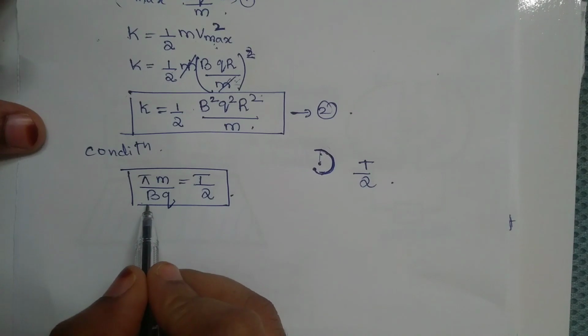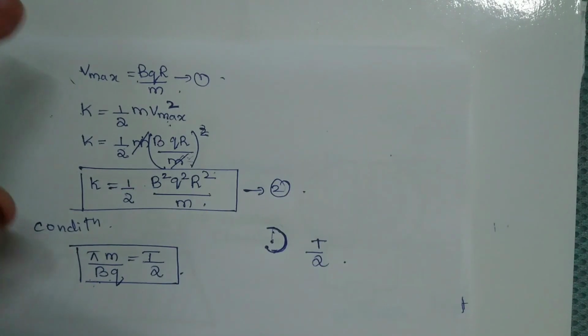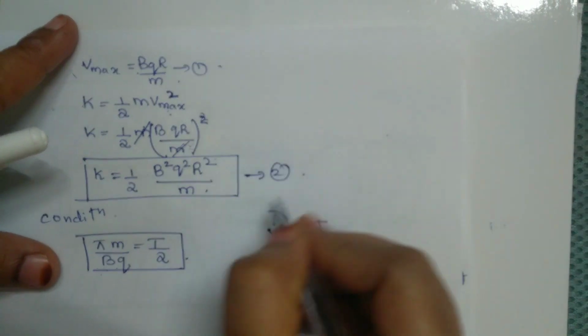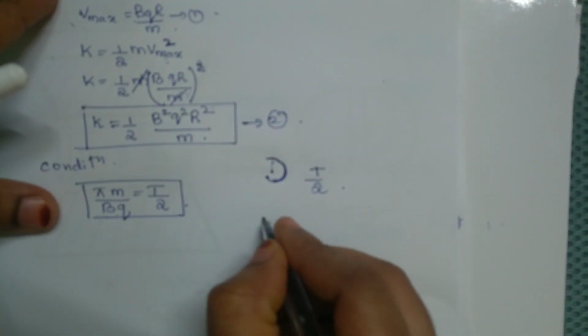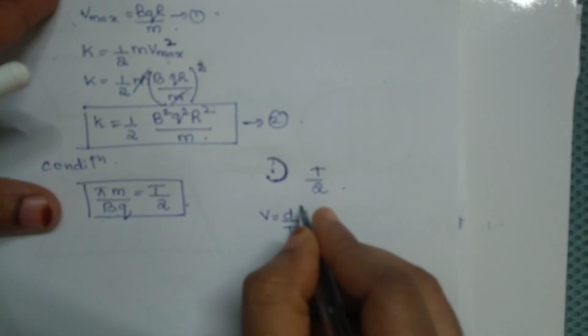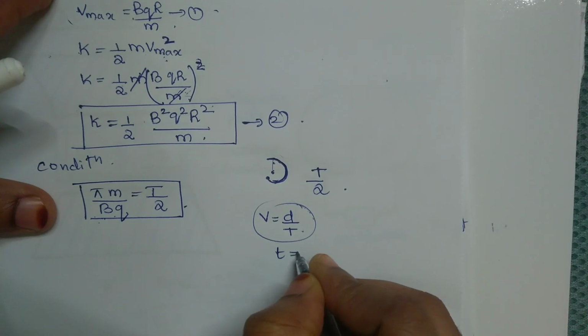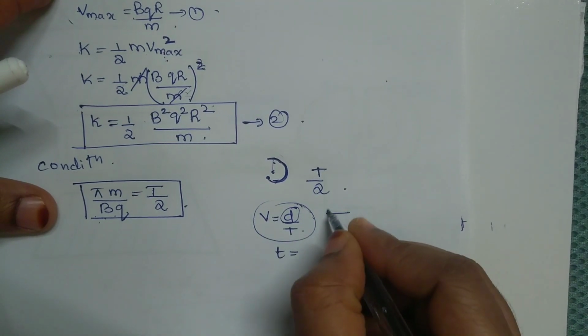So in order to get this pi m by bq, you need to go to the previous equation. As I said, it described the semicircular path. Therefore, the velocity equation is given by distance by time, right? If you want to find the time, that time t will be equal to the distance, that is the semicircle.